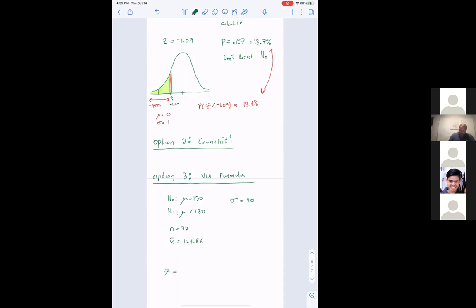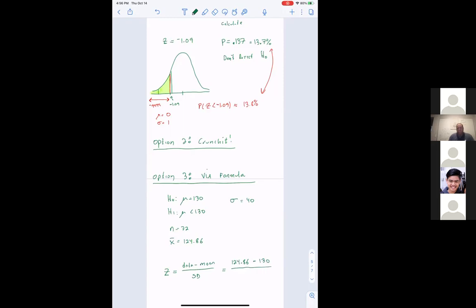So the way we do it by hand is we compute the z-score. Now remember the formula for z-score. Z-score was data minus mean divided by the standard deviation. That's a general formula for calculating the z-score. What's our data? 124.86. What's the mean? Remember, we always assume the null hypothesis is correct, because the whole question is, if the null hypothesis is correct, does this outcome make sense? So we are assuming that the mean is 130.